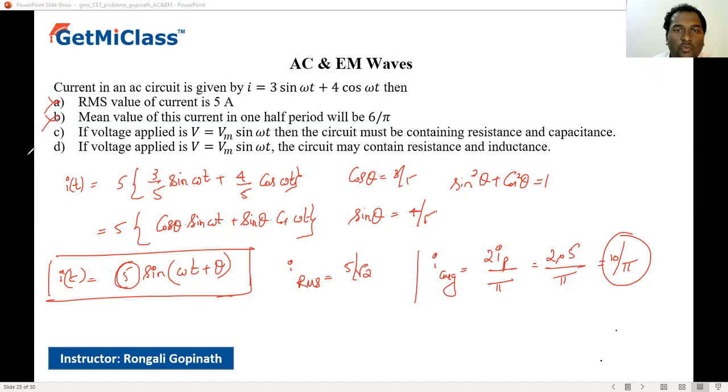Now, if the voltage is Vm sin of omega t, then the circuit must be containing resistance and capacitance. Let's analyze that. If voltage is Vm sin of omega t, we can see that the current is leading the voltage by theta angle. In what kind of circuit does the current lead the voltage? Only in case of a capacitor circuit. So it cannot be a pure capacitance because theta is not 90 degrees. So it should be a resistor with a capacitor. So the most probable option is option C, where it has both resistance as well as capacitance.